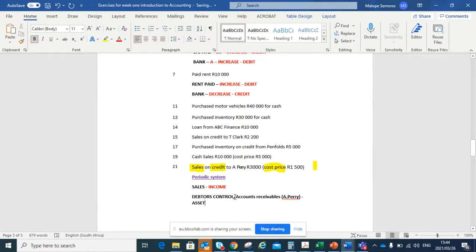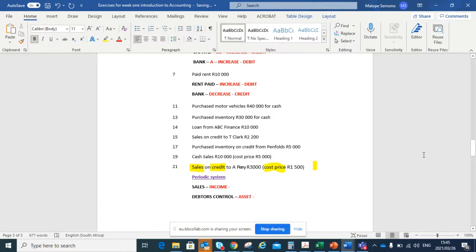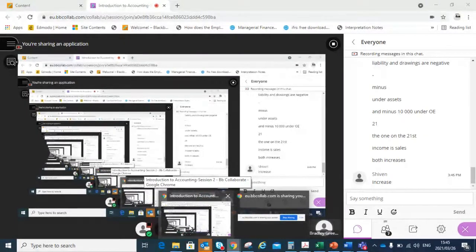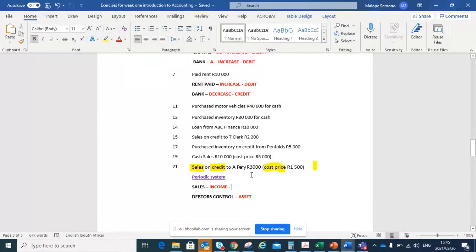Because of space, guys, I'm just going to cancel this, because obviously I showed you that you can call it that. Let me erase this so that I can have enough space. And then I'm going to have an asset. Please tell me whether the incomes are increasing or decreasing, and whether the assets are increasing or decreasing. Please help me. Let's see what you said. Incomes increase. Yes, both increase. Thank you so much.